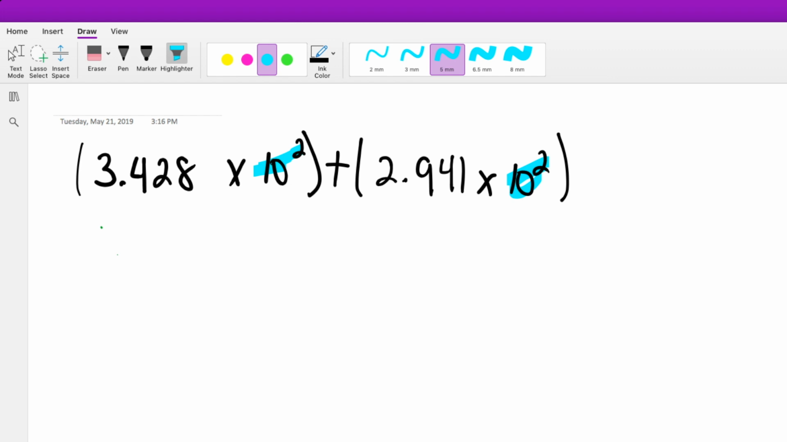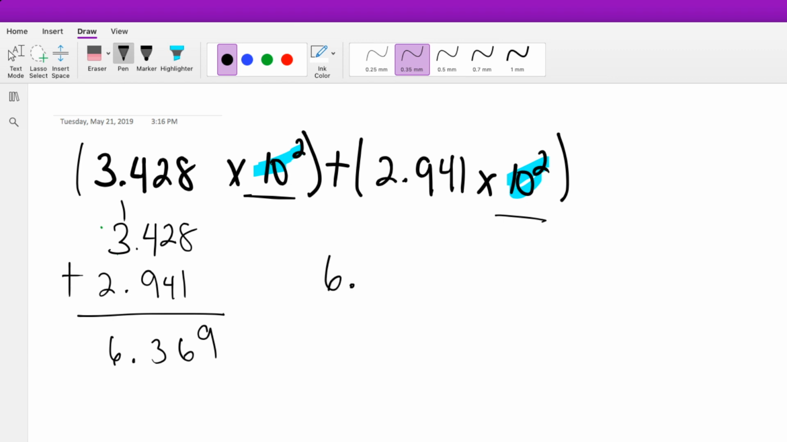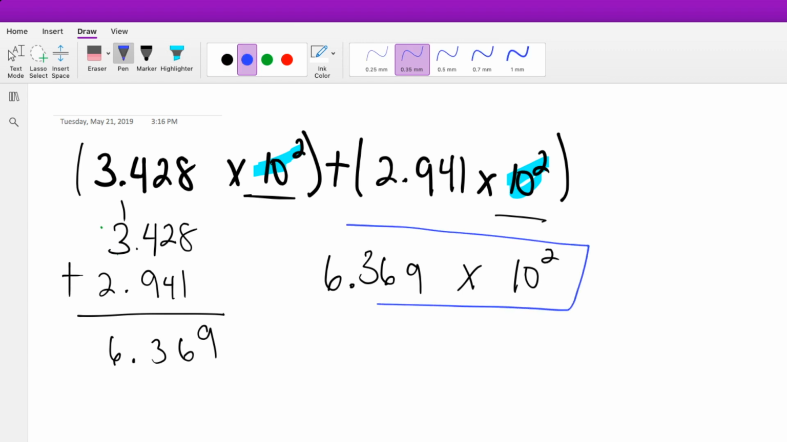If they are the same power, which they are in this case, then our problem is just very simple. All we need to do is add our two coefficients. So let's go ahead and add our coefficients. 3.428 plus 2.941. That's going to give us 9, 6, 13. That gives us 6.369. And then our power stays the same. So that's just going to say 6.369 times 10 to the second. And then we just box that in, and that is the correct answer.